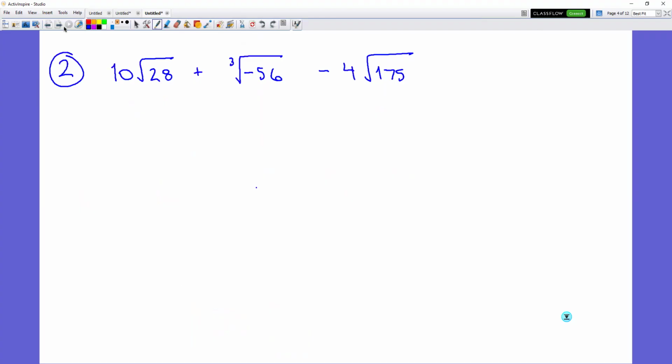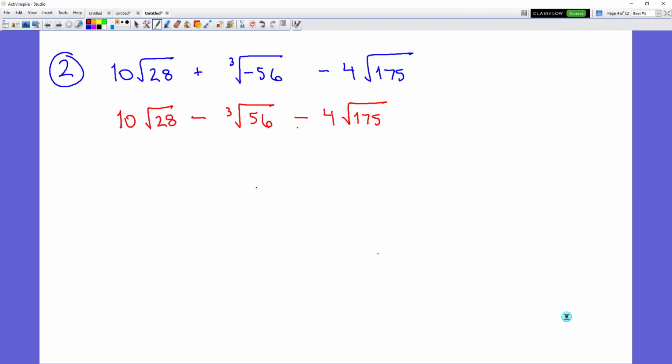So we will need to still simplify this because there's still a possibility that we could perhaps combine the square roots. Now, the first thing I do, though, is since I do have a cube root in the problem with a negative number inside, I can go ahead and rewrite the problem like this. It'll be 10 square root of 28, and then it's going to be minus cube root of 56, and then minus 4 square root of 175. Okay, so again, with a negative inside of a cube root, you can take that negative out, and it'll work out the same. So now what we got to do is simplify all three of these terms.